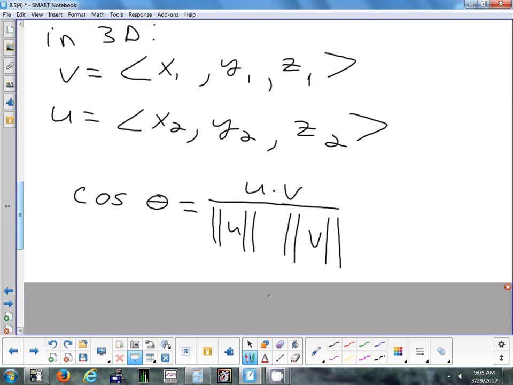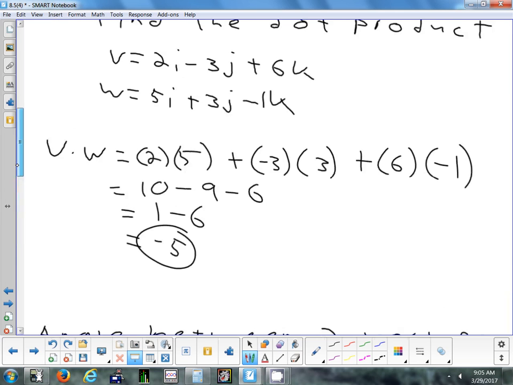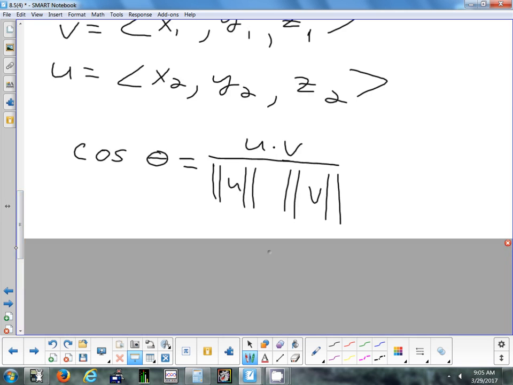Well, it's exactly the same in 3D. The only difference is it's a 3D dot product, which we just did, over a 3D magnitude, which we just did on the other page, times another 3D magnitude. So the formula is exactly the same, it's just there's an extra step in calculating those three things. It's the same formula.